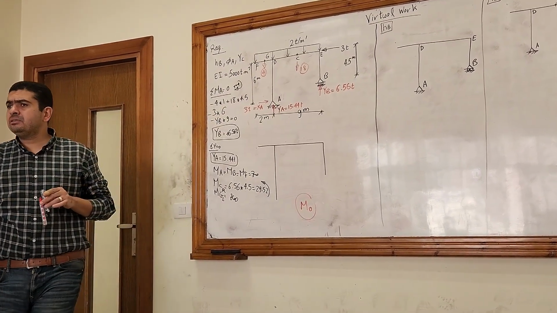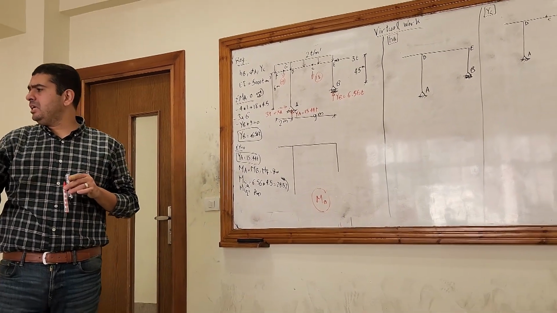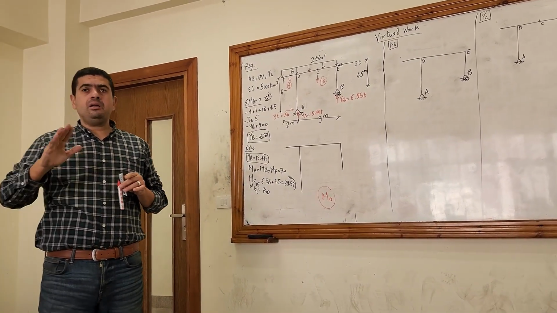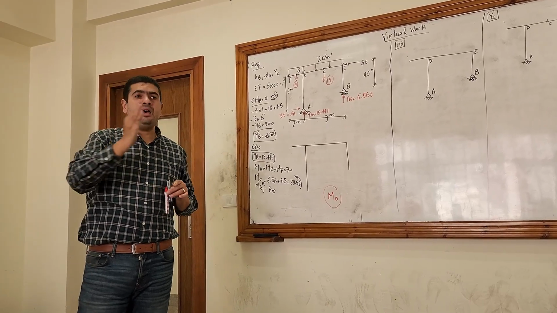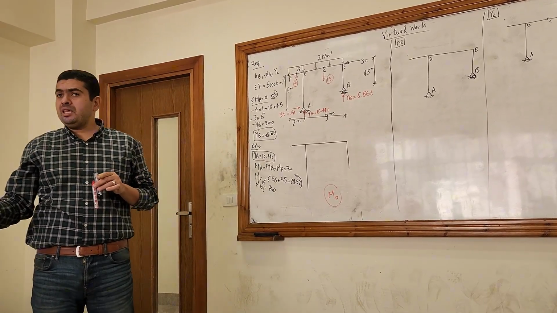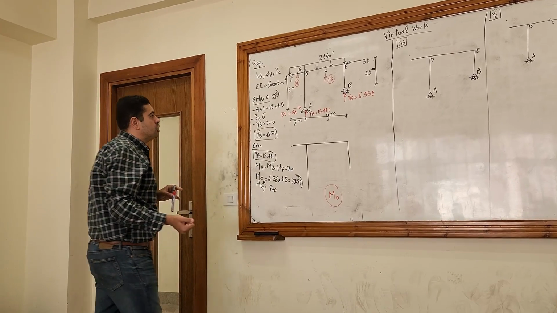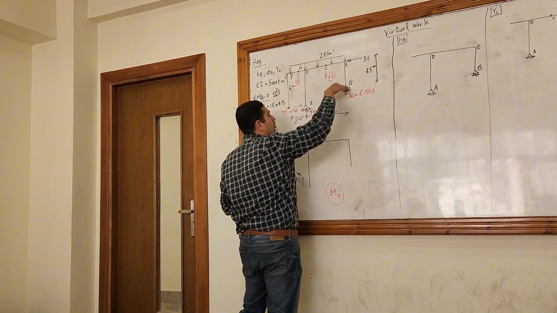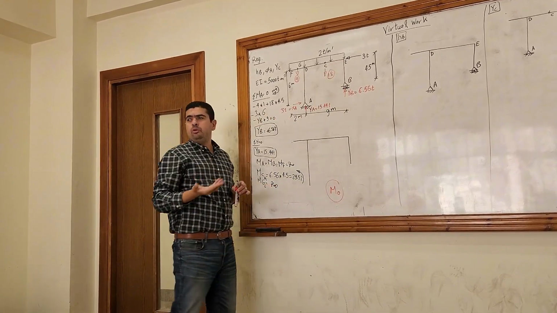And at the end, both will have the same value. It's like ME right and ME left. It has to be the same, right? So I think ME from this direction of EB will be easier.